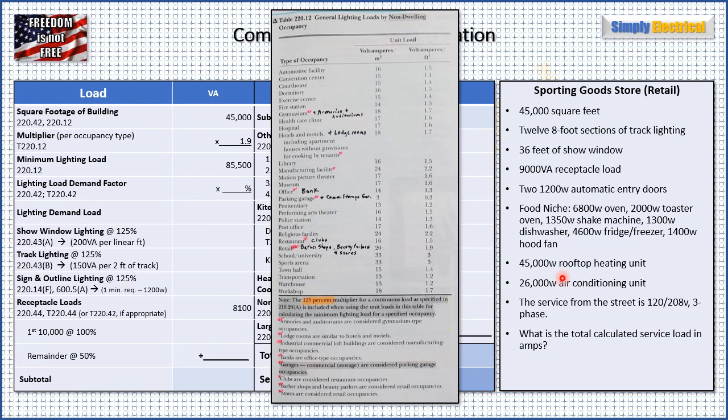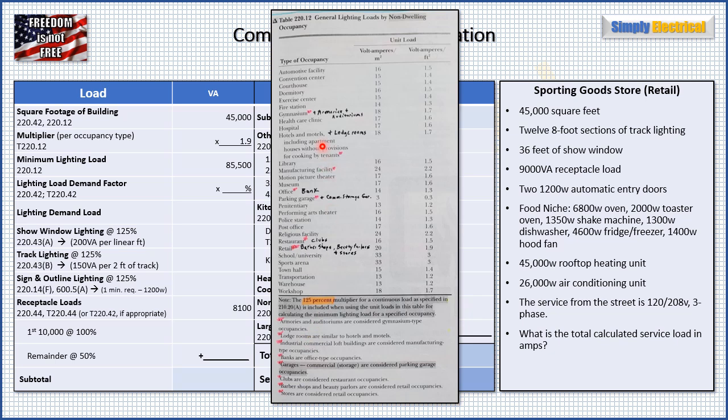Okay, now here is table 220.12, which we were just talking about. It says general lighting loads by non-dwelling occupancy. So you've got your occupancy type on the left-hand column, and then you have the volt-amp per square foot value on the right-hand column. Just a little note about this table here. As you see next to several of these occupancy types, you have some superscript letters, and they refer you down to the notes down here.